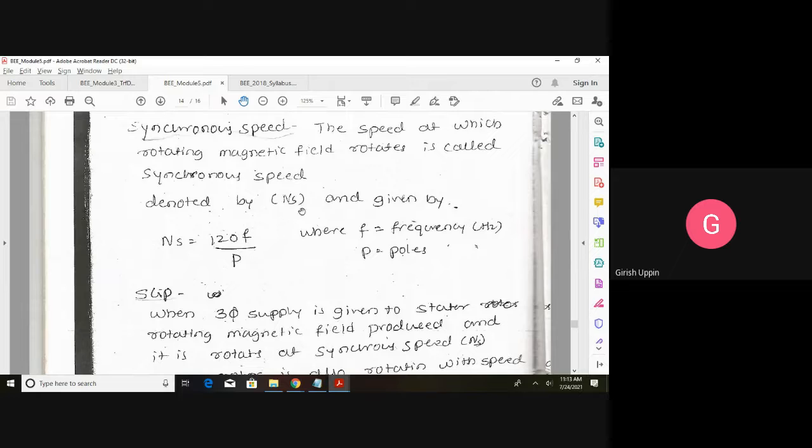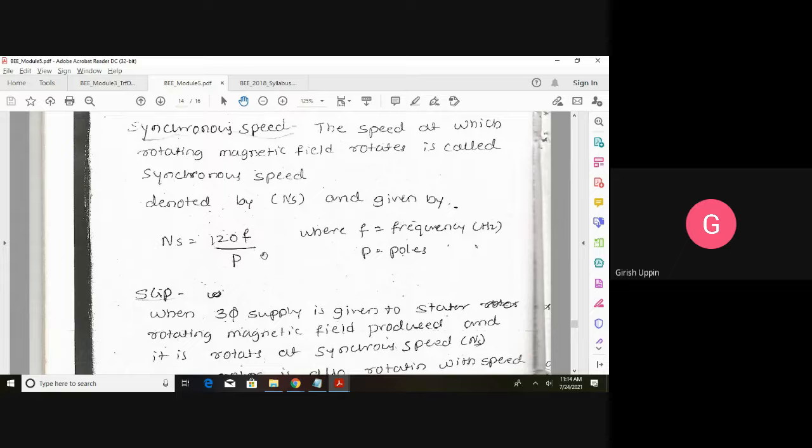And how do we calculate the synchronous speed? Ns is equal to 120 f divided by P. For a given induction motor, the number of poles is fixed, isn't it? So P is fixed. The motor is already constructed with either 4 poles or 8 poles. And every country has a fixed frequency, so f is fixed. So for a given induction motor, the synchronous speed is fixed.